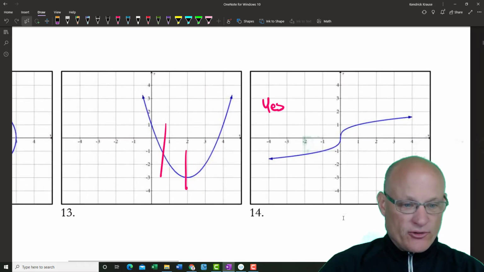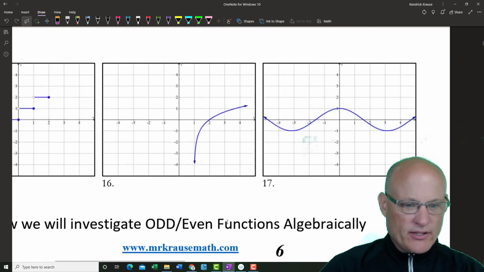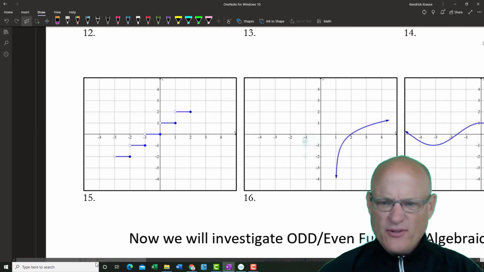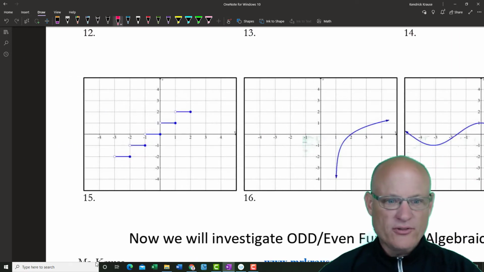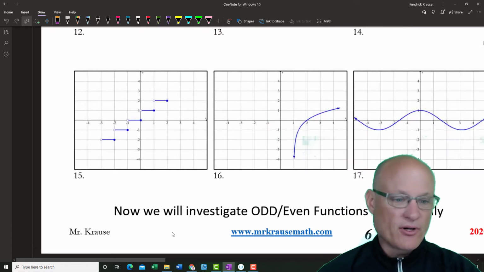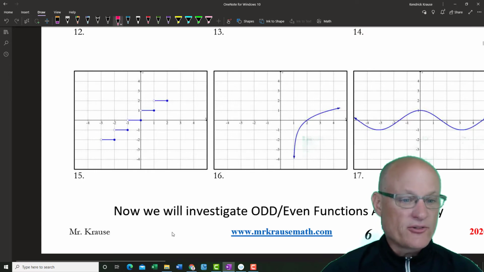It's the cube root function. We'll find that out in a couple of days. Are these all functions? Well, that was bad. Oh, no, the circle is not a function. All right, this is a function.